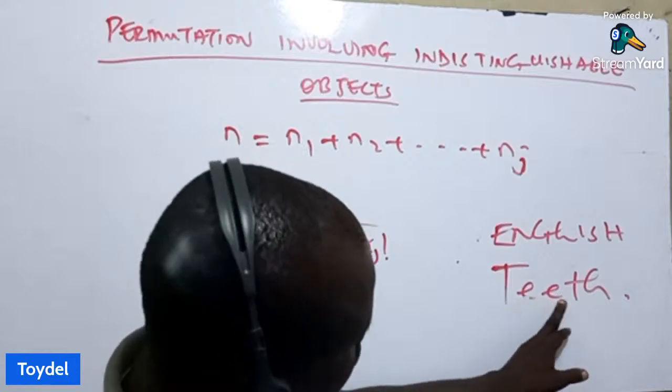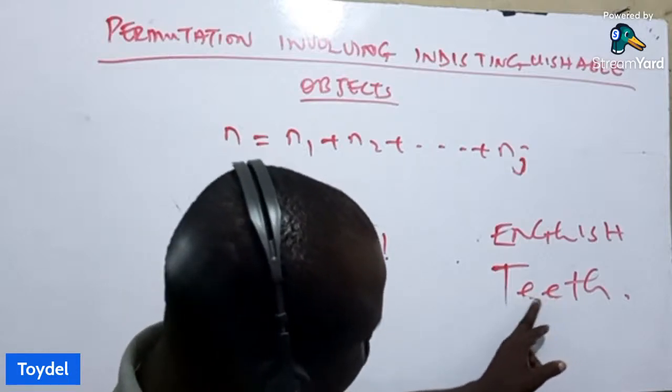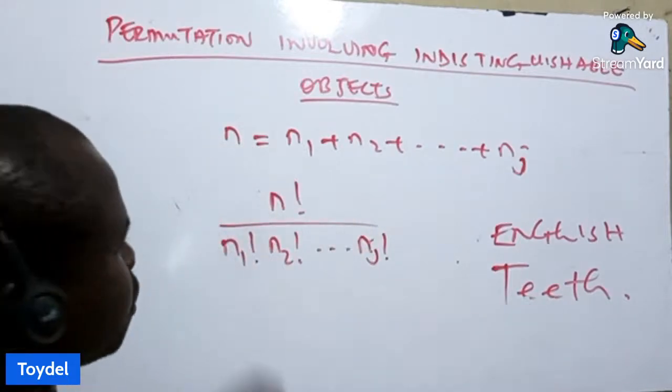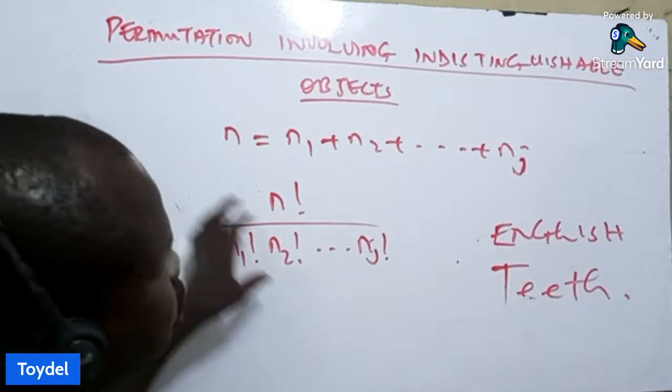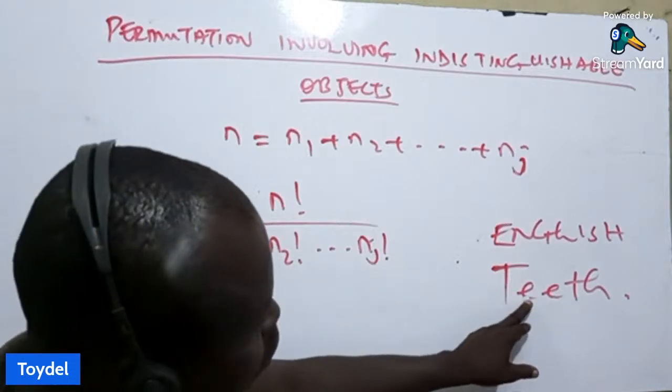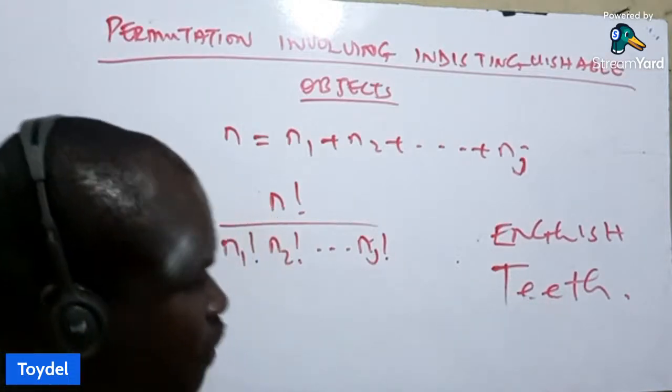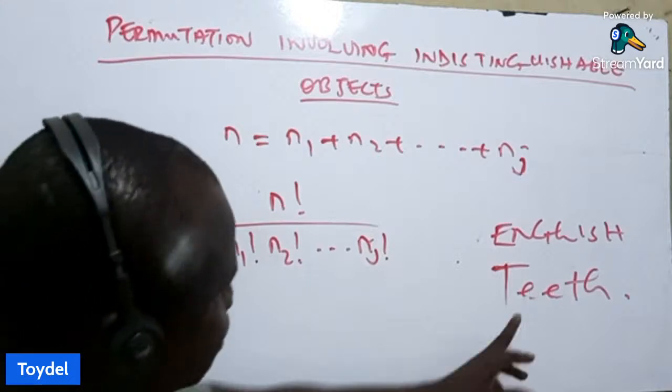And not that we have E1, E2. I cannot differentiate between these two. So how do I take the permutation? That's what I'm trying to explain here. It will be difficult to differentiate between these two E's because we don't have E1, there's no E2. We can't differentiate between these two.